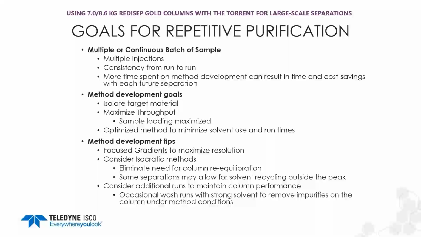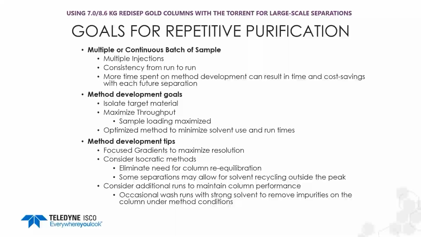So in this case, it's suggested to go ahead and find a focused gradient to maximize resolution and give us an optimized method. You may even consider doing isocratic methods, because this eliminates the need for column reequilibration. That's something that you need to factor in. This also may allow solvent recycling outside the peak. So if you have a fairly clean separation, anything outside your peaks of interest or impurities, you could go ahead and recycle that solvent potentially. So that's something that could be an advantage to you in saving solvent costs and reducing waste.